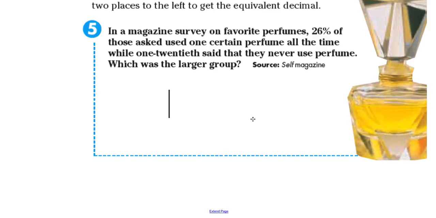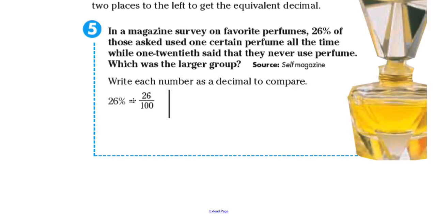In the magazine survey on favorite perfumes, 26% of those asked use one certain perfume all the time, while 1/20th said that they never use perfume. Which was a larger group? So we want to compare 26% and 1 over 20. We want to write each number as a decimal so that we can compare them properly. 26% is the same as 26 over 100, and as we learned, we simply move the decimal 2 spaces to the left, so this becomes 0.26. 1 over 20 is the same as 0.05.